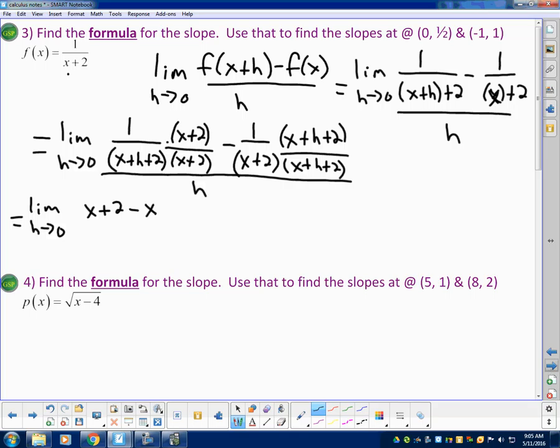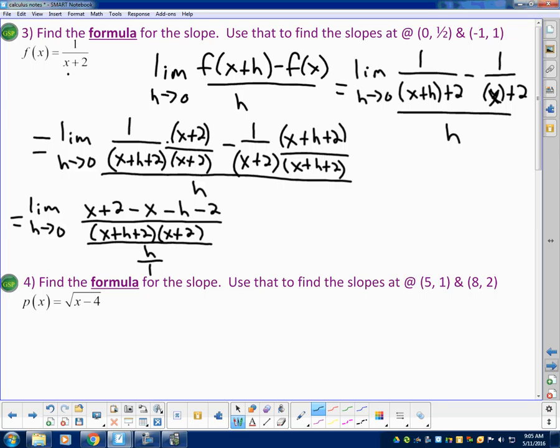Groans should be turning into shouts of joy here. I'm not hearing the right response here. Minus x minus h minus 2, all over x plus h plus 2. Don't worry, we're not going to expand this out. X plus 2 over, I'm going to write this as h over 1. Okay?